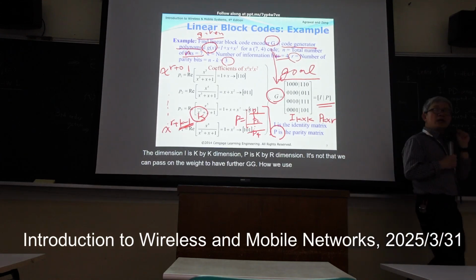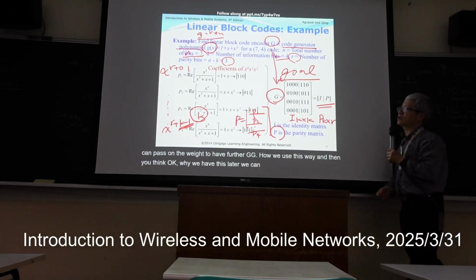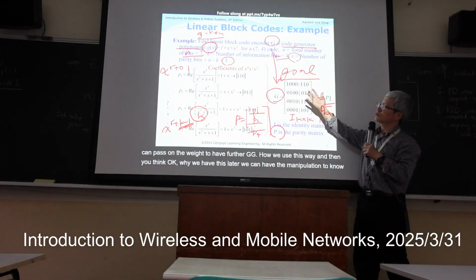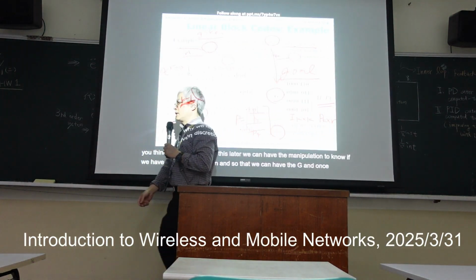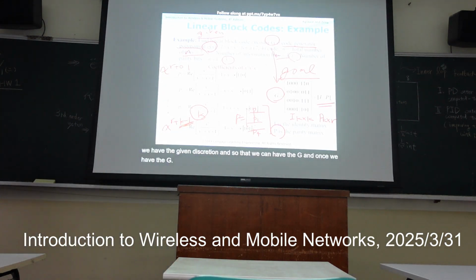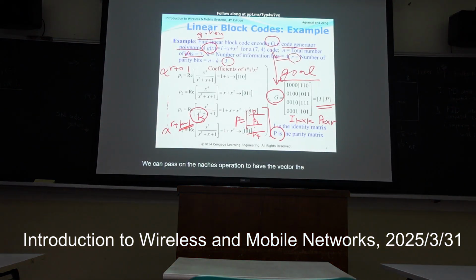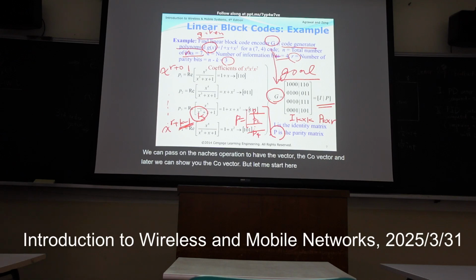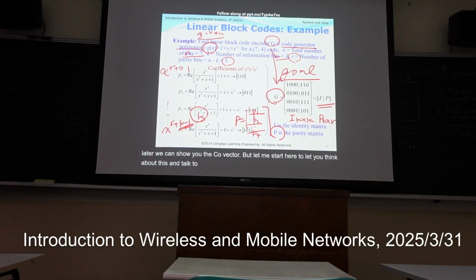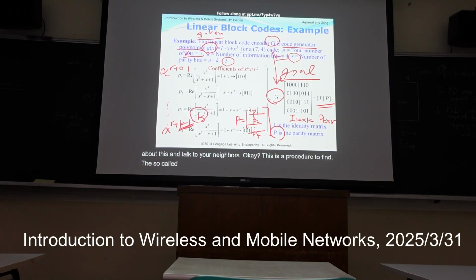And maybe you think, okay, why do we have this? Later we can have the manipulation to let us know, if we have the given distribution, so that we can have the G. And once we have the G, we can pass on the matrix operation to have the vector, the codeword. And later we can show you the codeword. But let me start here to let you think about this and talk to your neighbors. Okay, this is a procedure to find the so-called generator G.